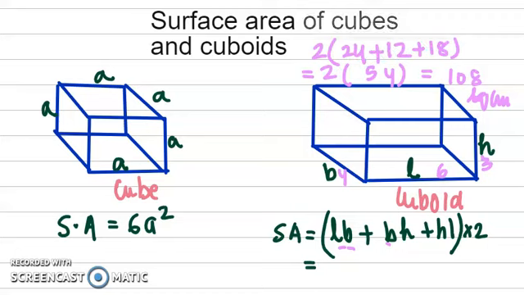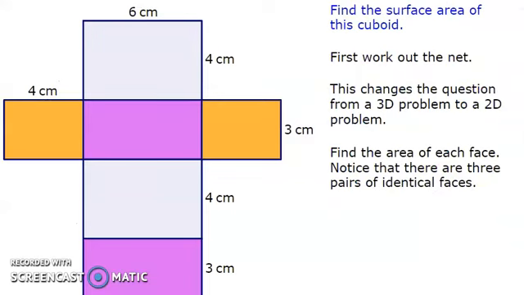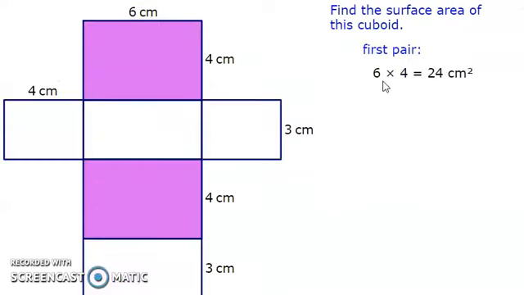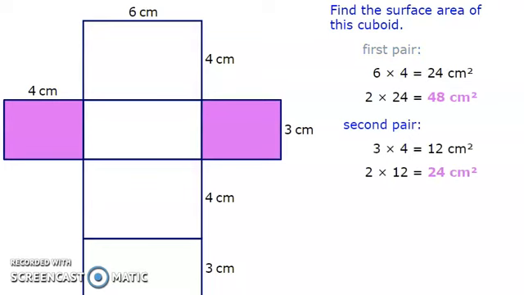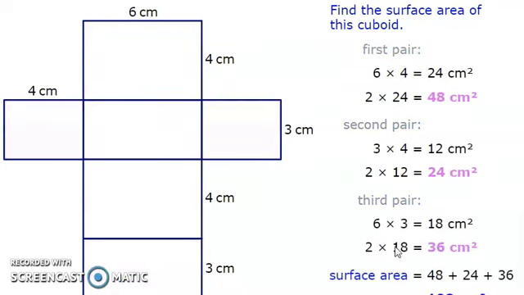Let us take a look at the calculation made in the book and what area they have got. So 6 times 4 is 24, and the other faces give 48 and 36, and in the end they will add all of them. So the answer here also is the same, 48 plus 24 plus 36, that is 108 centimeters square.